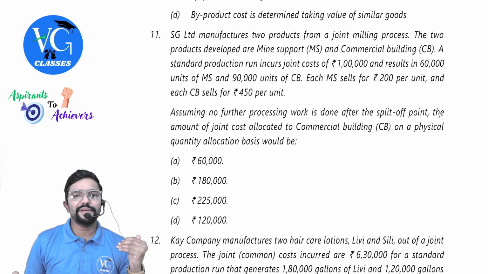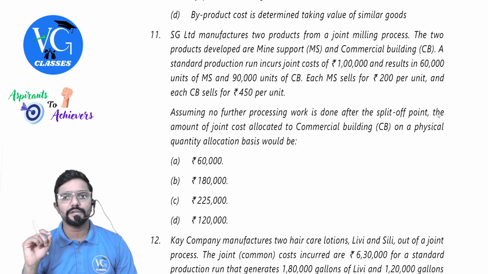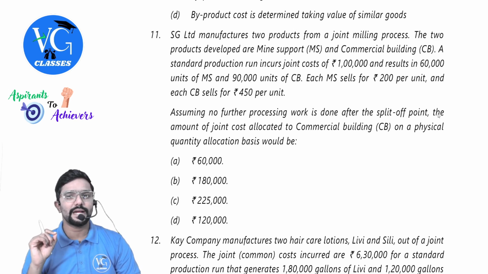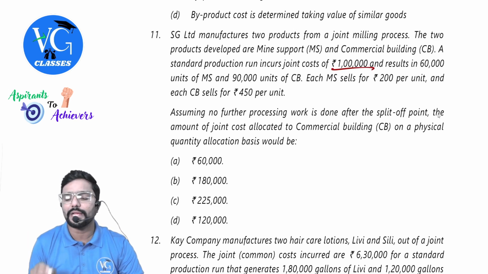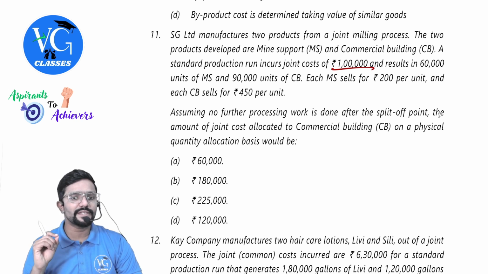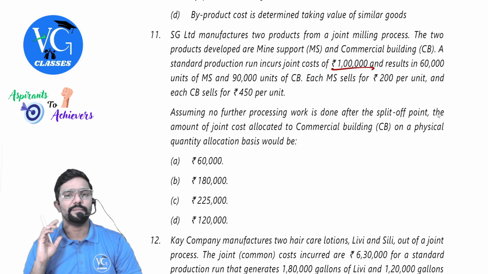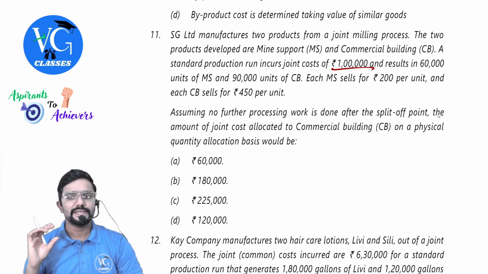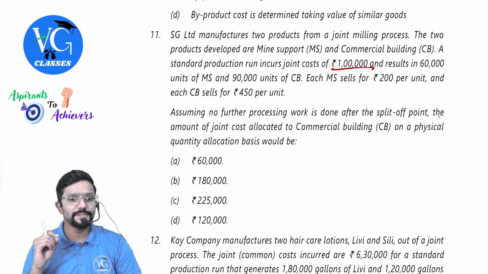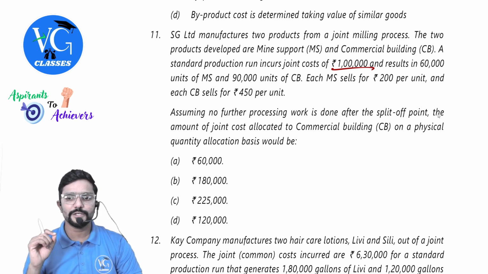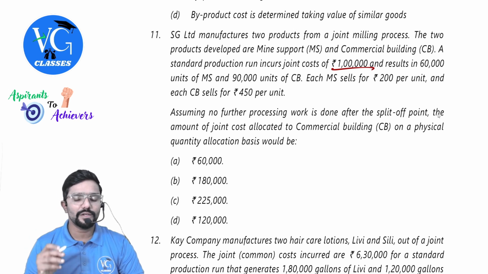11th one. SG Limited manufactures two products from a joint milling process. The two products developed are mine support MS and commercial building CB. A standard production run incurs a joint cost of 1 lakh and results in 60,000 units of MS and 90,000 units of CB, joint product sales. Each MS sells for 200 per unit and each CB sells for 450 per unit. Assuming no further processing work is done after the split off point, the amount of joint cost allocated to commercial building on a physical quantity allocation.